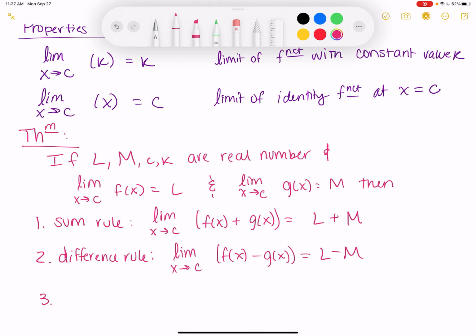Product rule. The limit as x approaches c of f of x times g of x is equal to L times m.